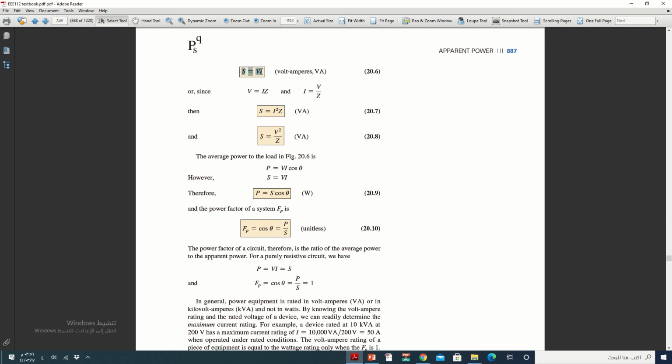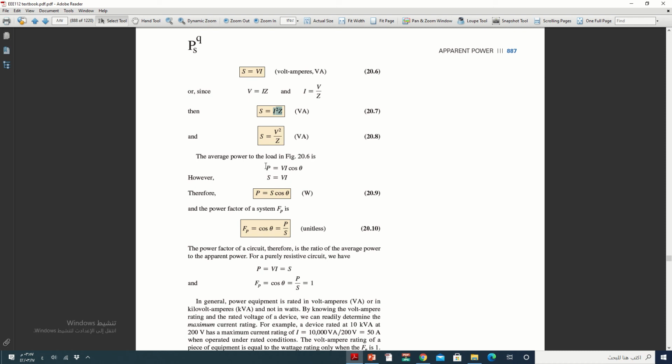Now S equals V multiplied by I, the unit volt-ampere, or you can say I squared multiplied by Z. If you multiply I squared by the magnitude of Z, you will get the value of S. No need to calculate S by angle. Only multiply the magnitude of the current by the magnitude of the impedance, and you will get the value of the power in volt-ampere. Also, V squared over Z gives the same value.